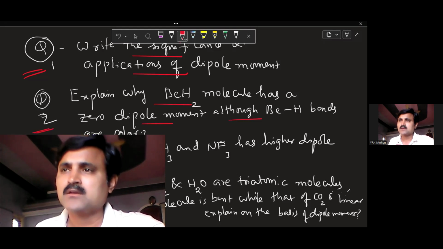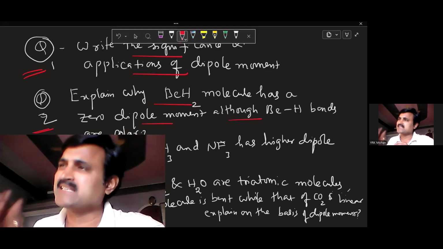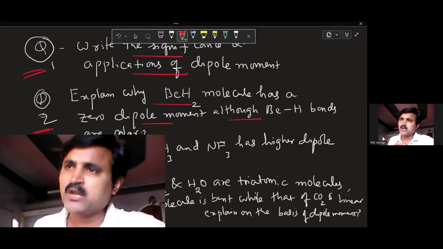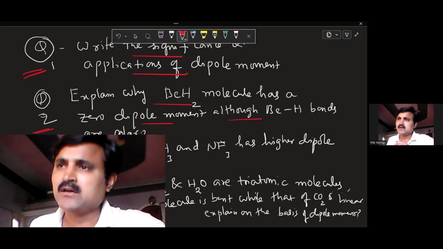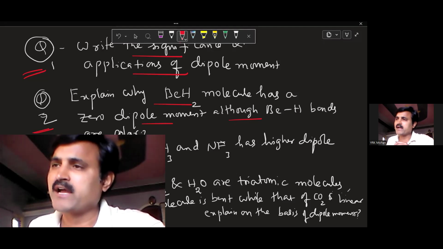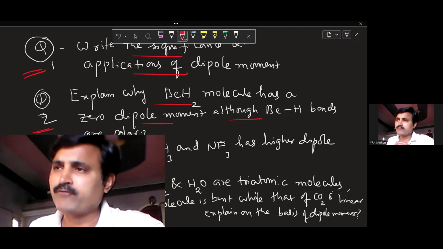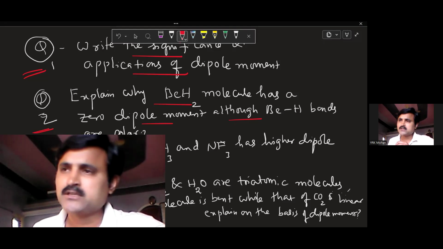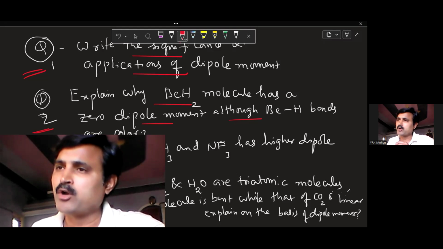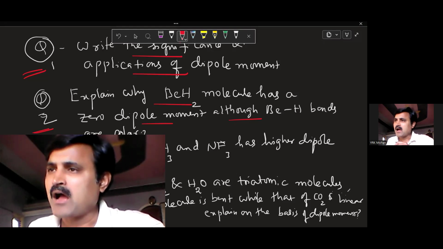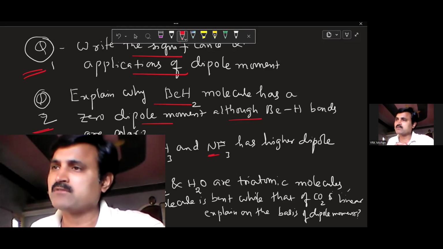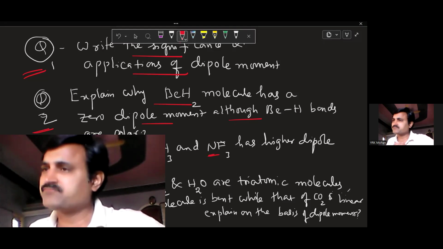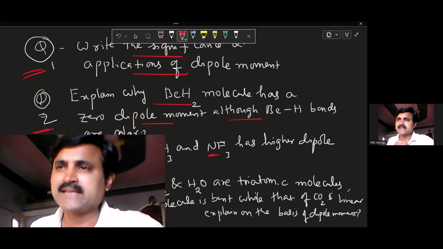Third question, which out of NH3 and NF3 has higher dipole moment value? Answer is ammonia. When you explain, there is a lone pair on nitrogen in both molecules. In ammonia, the contribution of the dipole moment by the NH bonds is towards the lone pair, whereas the contribution of NF bond moments in NF3 is opposite to that of the lone pair present on the nitrogen. That will give you clarity about the reason behind that.